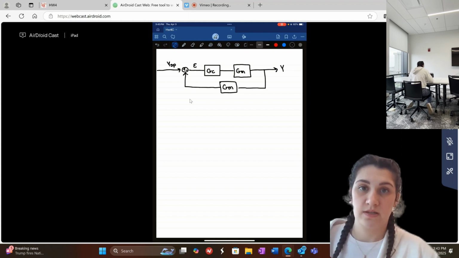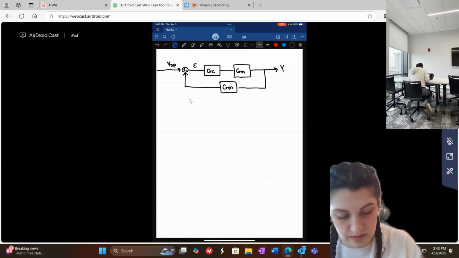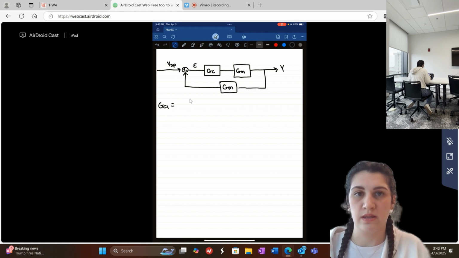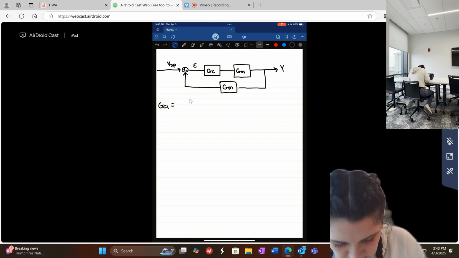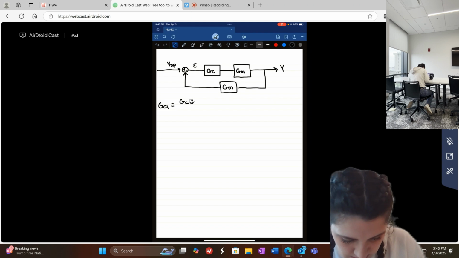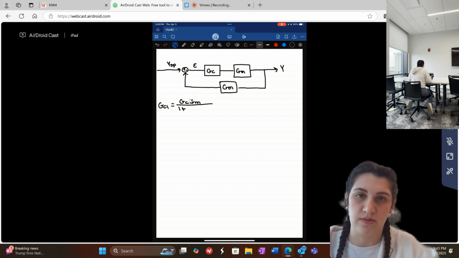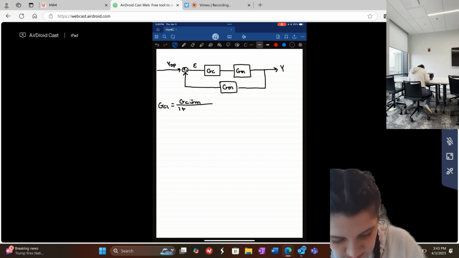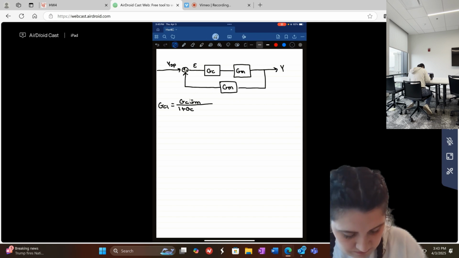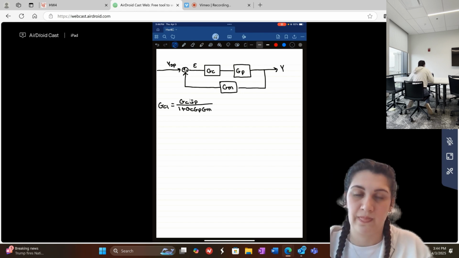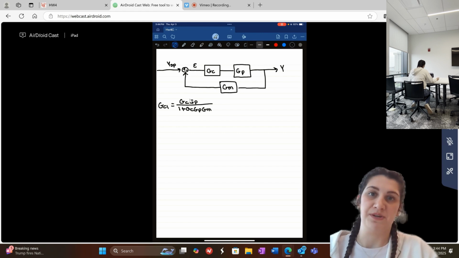Now, our process is in a closed loop system, so it's going to be GCL, and it is equal to everything in the forward direction, so we're going to see GC GP, divided by 1 plus everything in the closed loop system. So we have GC, GP, GM. Now we can go through and define GC, GP, and GM.